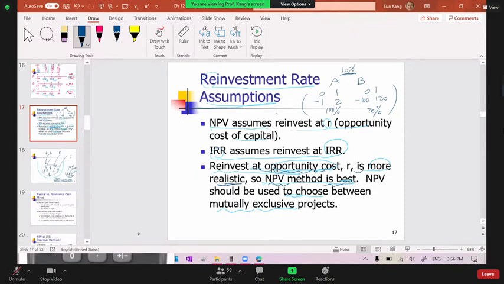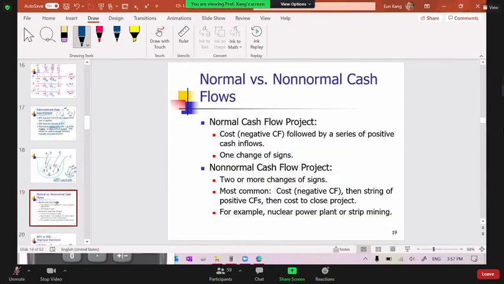Focusing on IRR, a high IRR doesn't mean it's high cash flow into your pocket, right? Not only that, this is a real problem. Normal versus non-normal cash flows.